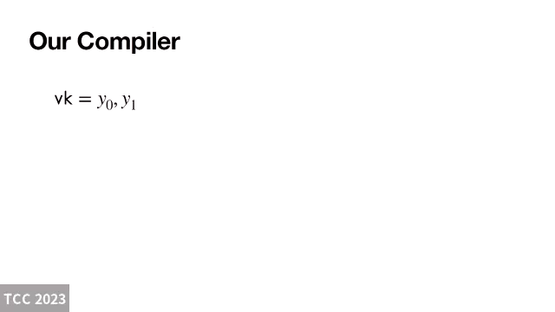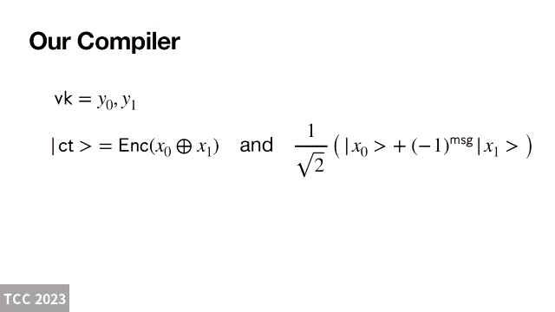The compiler is very natural. The verification key simply consists of two images of a one-way function. The ciphertext consists of an encryption of x0, x1, along with the following quantum state, which is just a uniform superposition of x0 and x1, the preimages of y0 and y1, except that we conditionally flip the phase, depending on whether we want to encrypt 0 or 1. So you should think of the message here as the bit. It's a very natural compiler.